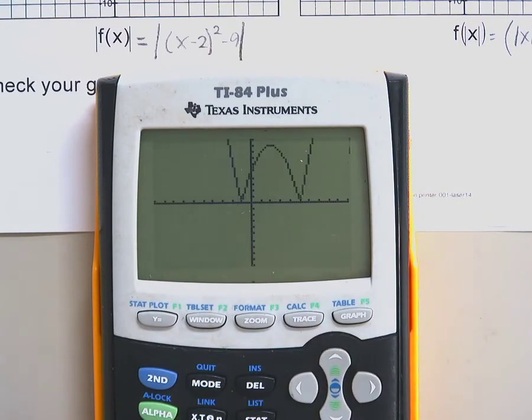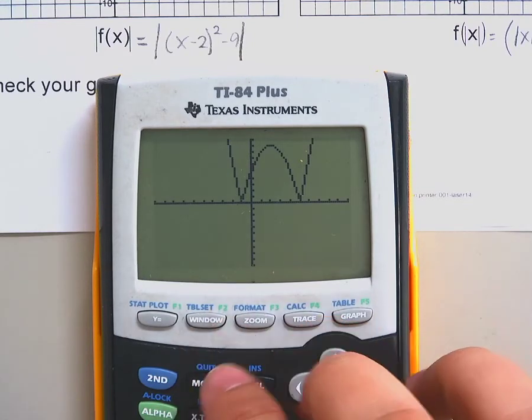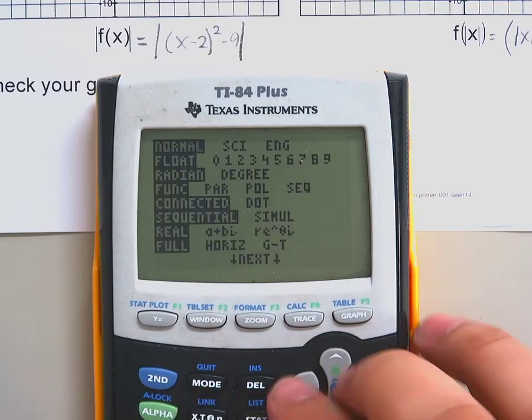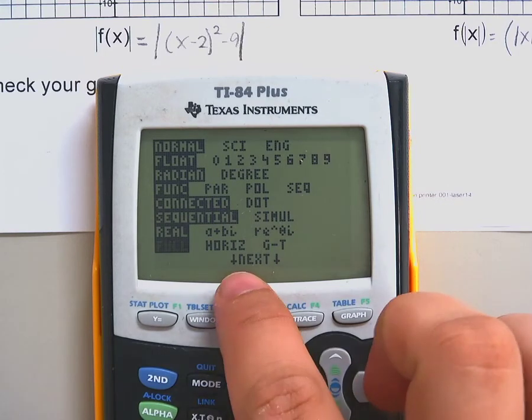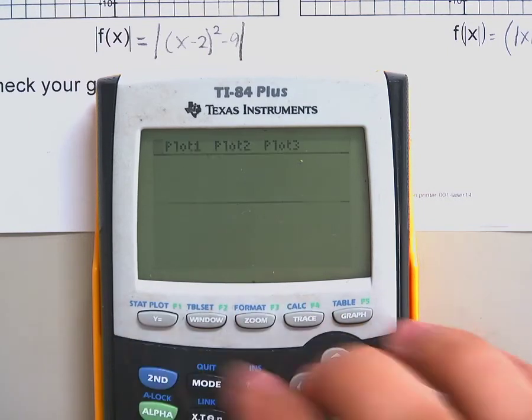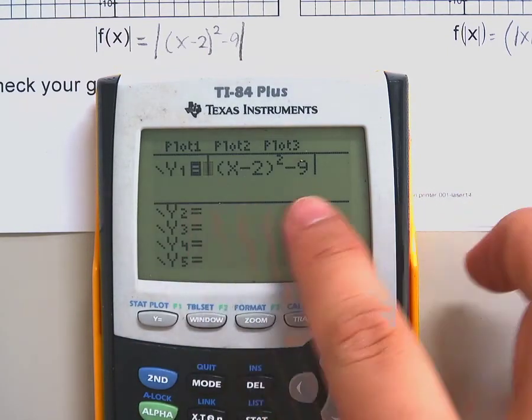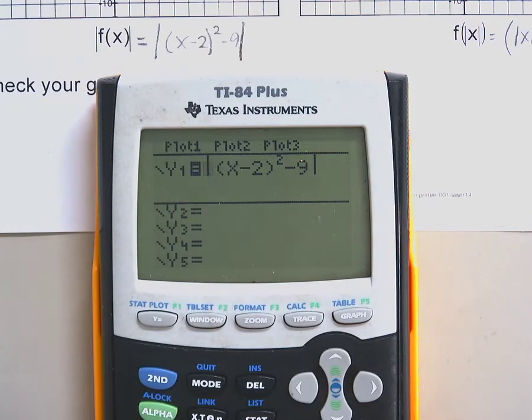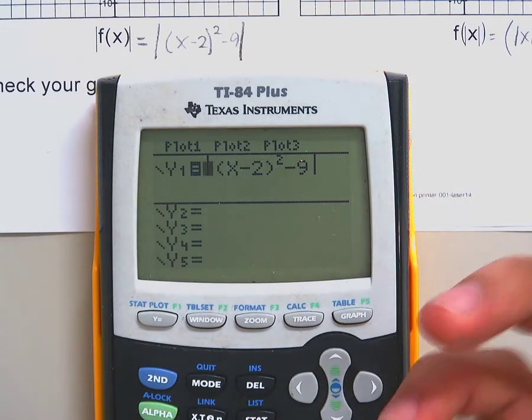And there we go. Now, if you have a different calculator, if you go to mode and you scroll down, if you have a next option, keep scrolling down, math print, which some of your calculators have on it. Notice it does the absolute value symbols for you instead of having to put ABS. Either way you do it, it doesn't matter. Just close the parentheses.